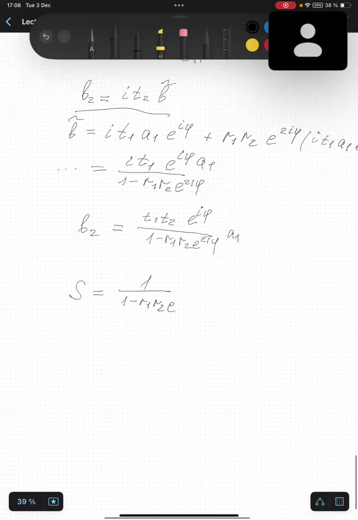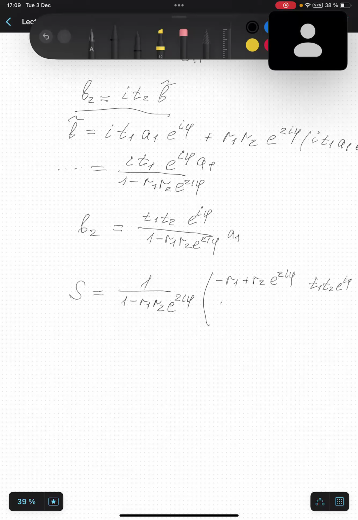So what do we have in the end? In the end, we have quite a simple relation: T1 T2 e^(i phi), and also T1 T2 e^(i phi).